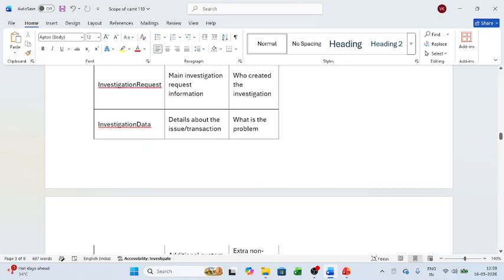Investigation details: you can see the entire transaction details. Why I'm saying that: when you raise the investigation camt.110, you need to refer to another message, right? So you refer to the other message's original message ID, original end-to-end ID, original UTR number. All of that information is required. What is your transaction information: original instruction ID, original message ID, original UTR number, and what parties are involved in the particular transaction. So all the transaction-related information should be available in the investigation data tag.